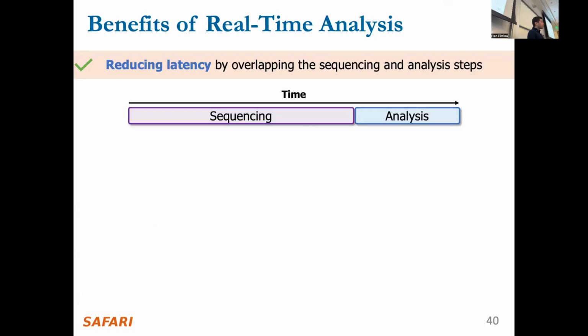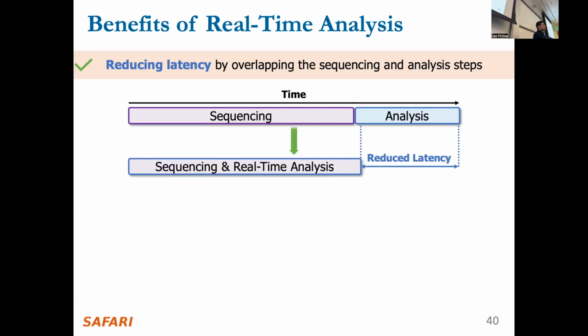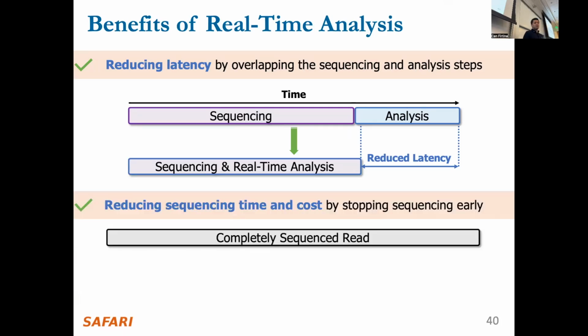There are 2 main benefits with real-time analysis. One benefit is, in your most common case, you would first sequence, get your data, and then do your analysis, right? And then this is the entire time you would spend. But with real-time analysis, you can overlap the sequencing time with the analysis time. And this would reduce the overall latency of genome analysis. So this is one advantage.